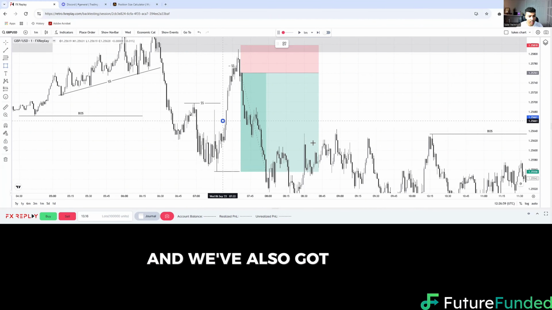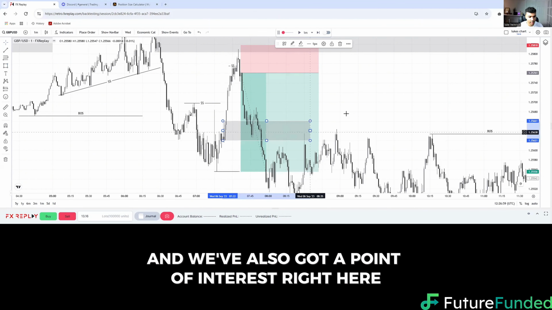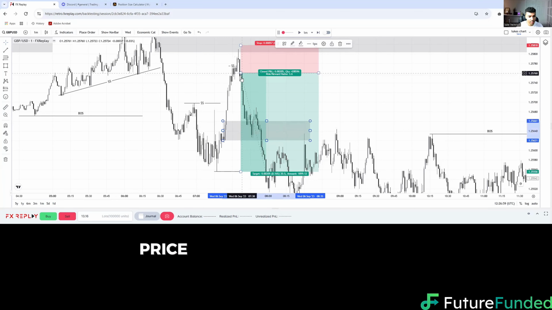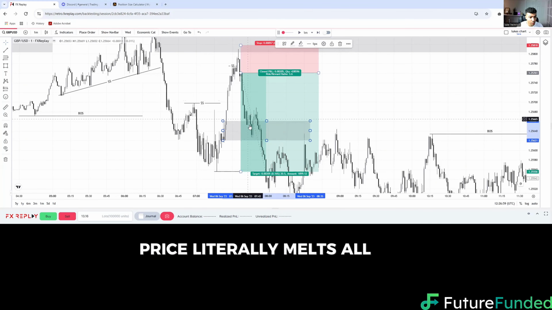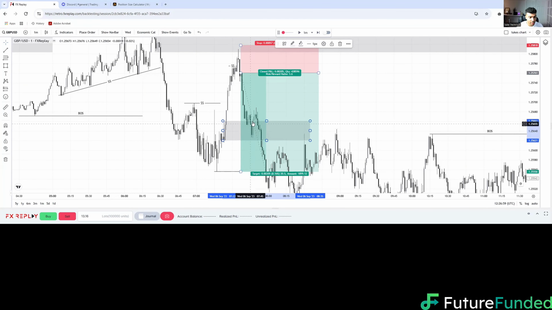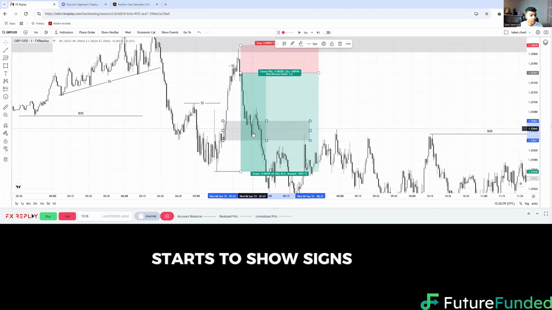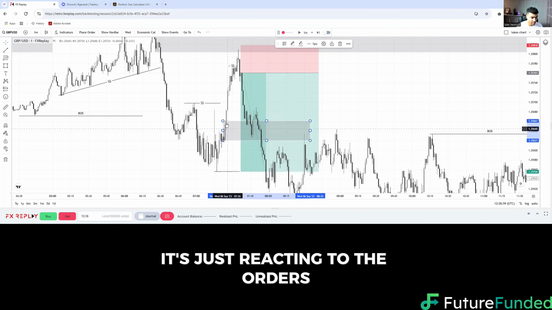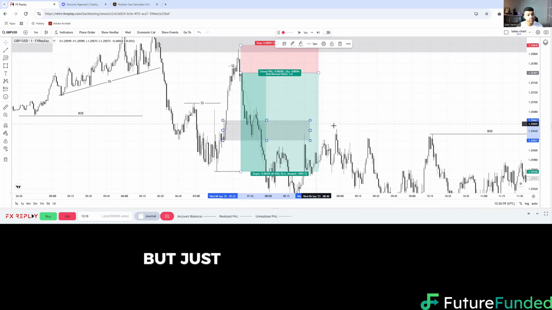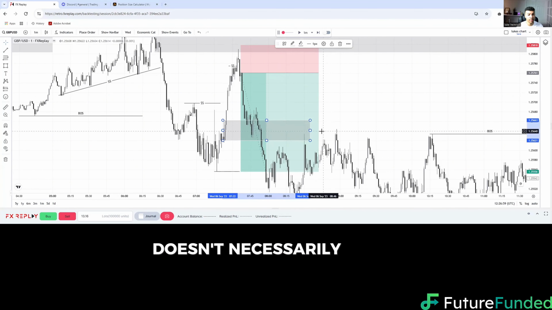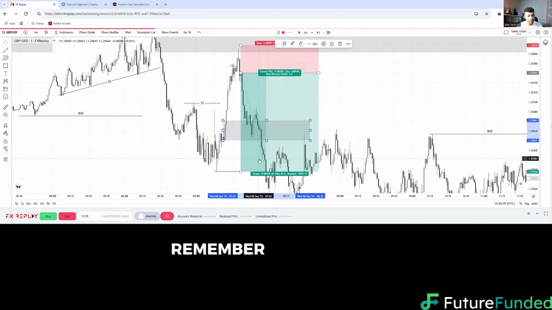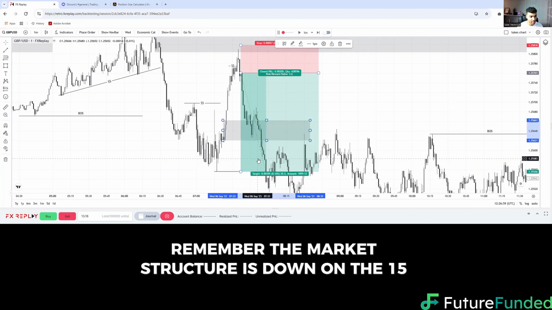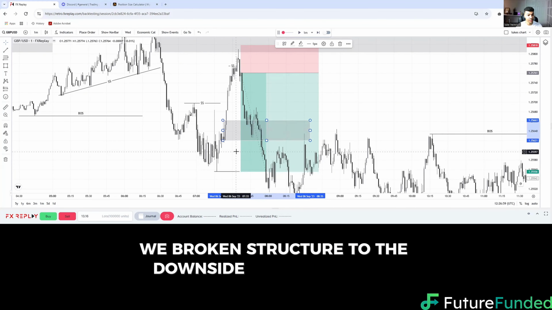And we've also got a point of interest right here. Funny enough, price literally melts all the way into this area right here, starts to show signs of a potential reversal. You can see a 1 minute lower high, a lower low, and then a break of structure. But the reality is all it's doing is just reacting to the orders within this 1 minute point of interest. But just because it's at this point of interest doesn't necessarily mean that it's going to reverse from it. Remember, the market structure is down on the 15 minute. We've broken structure to the downside on the 5 minute.